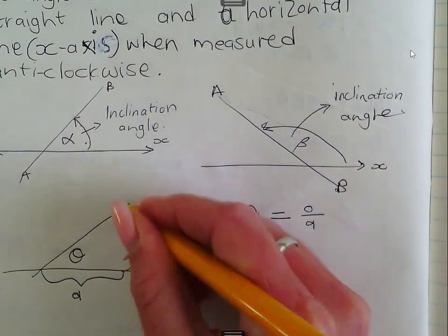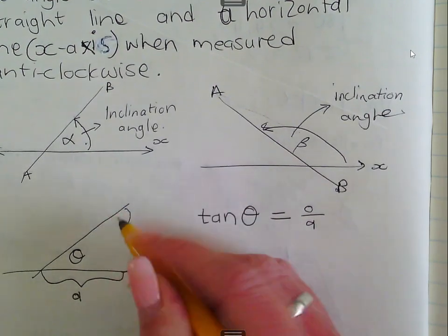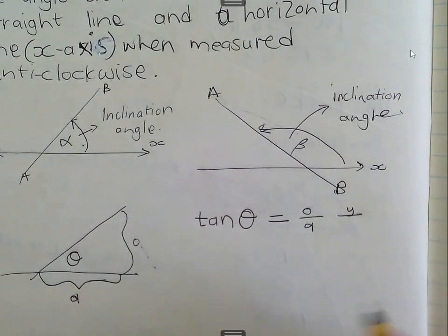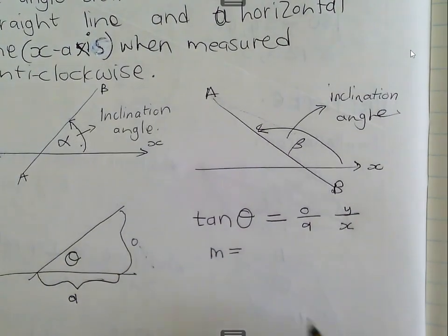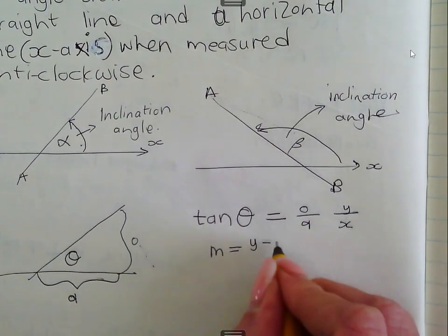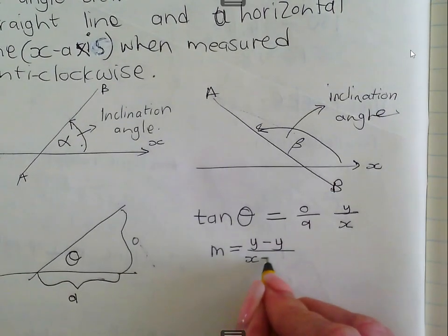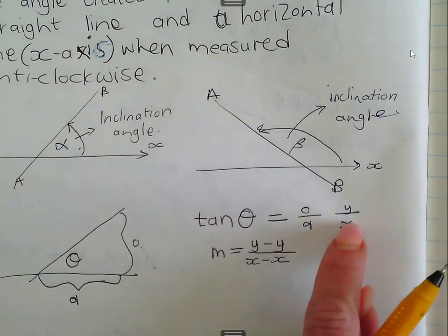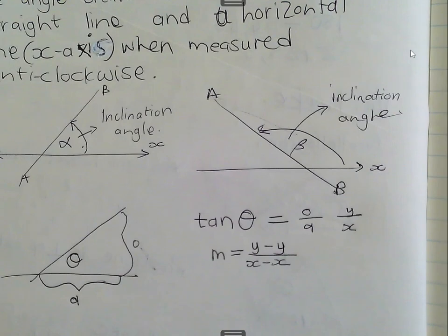Now, which axis is this opposite? Y. It's Y. And this one? X. Now, do you know how to calculate the gradient? It's the difference in Y divided by the difference in X. Now, do you see that tan theta and the gradient are equal to the same thing?